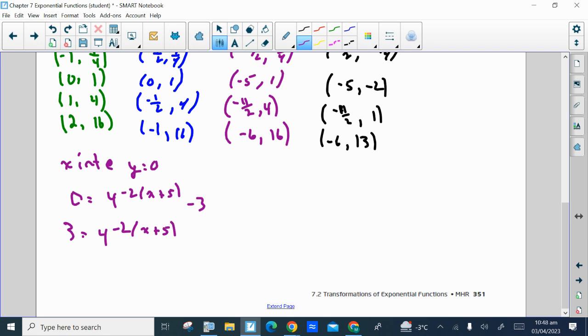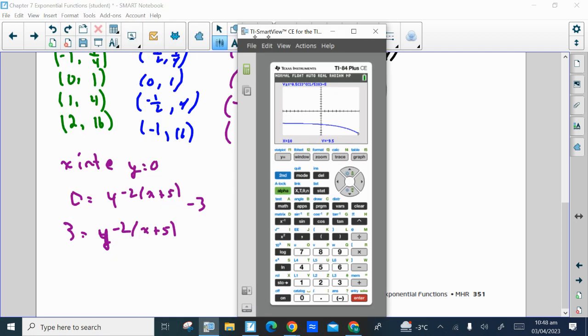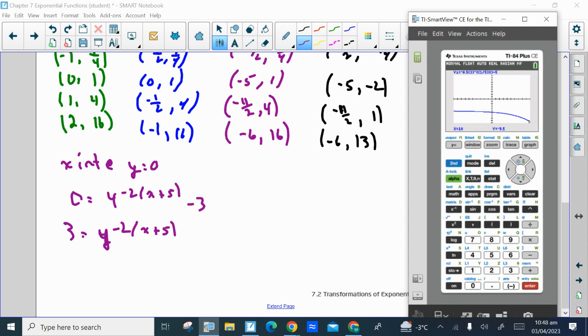But as of right now, you don't know how to get x by itself when it's up in an exponent, which means that you'd have to do this graphically on your calculator. In the next chapter, though, in chapter 8, this is going to be one of the applications of logarithms. Logarithms can be used to solve an exponential equation. So we're going to look at that in chapter 8. But for now, we'll have to do it algebraically.